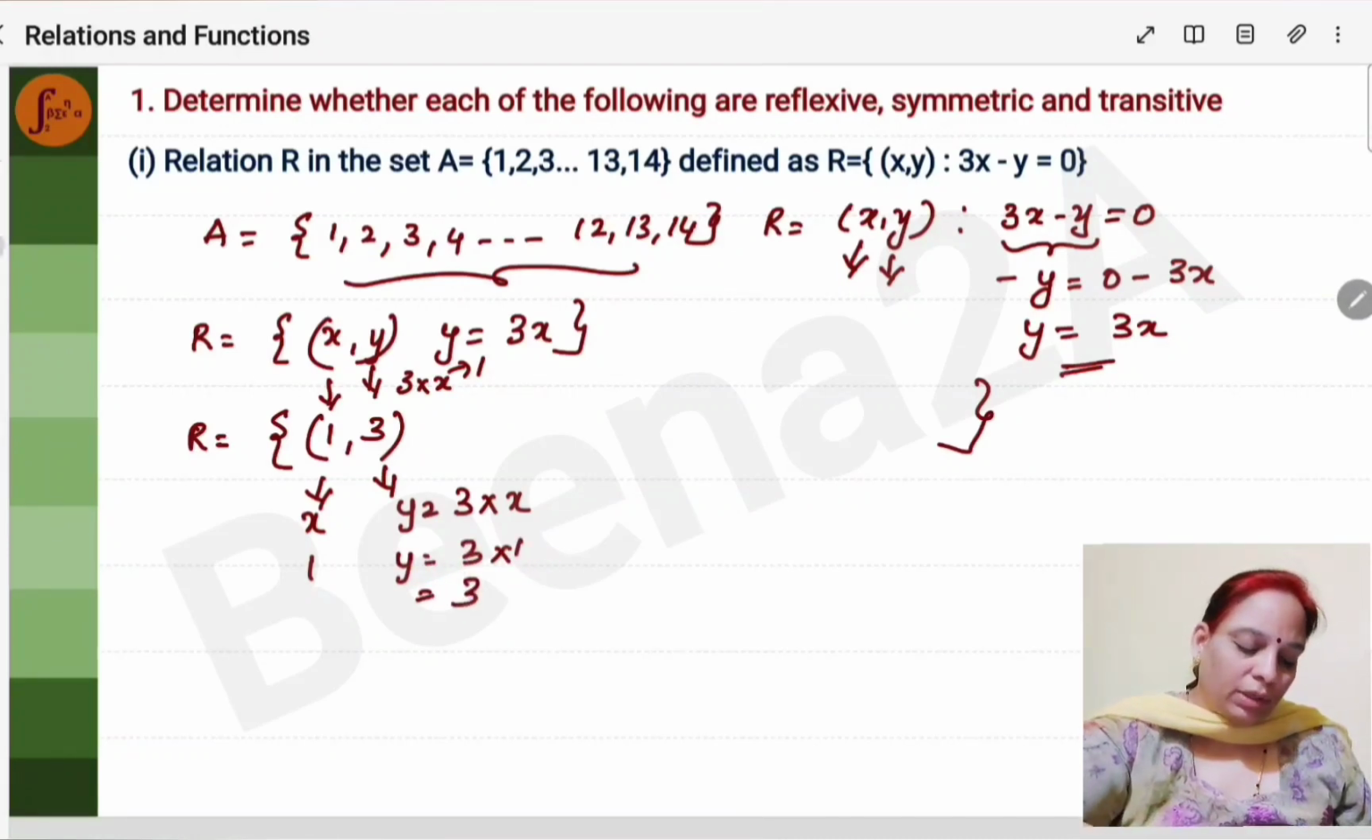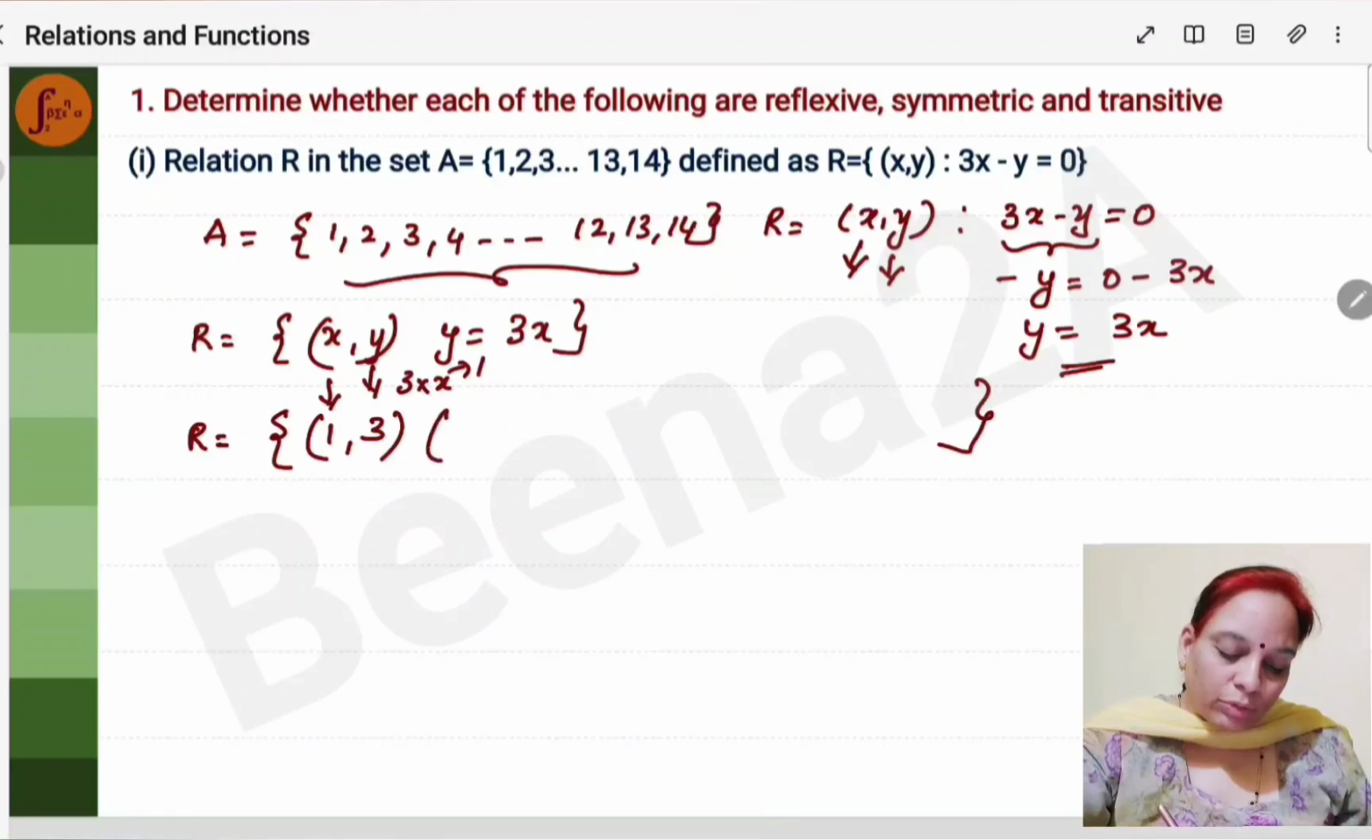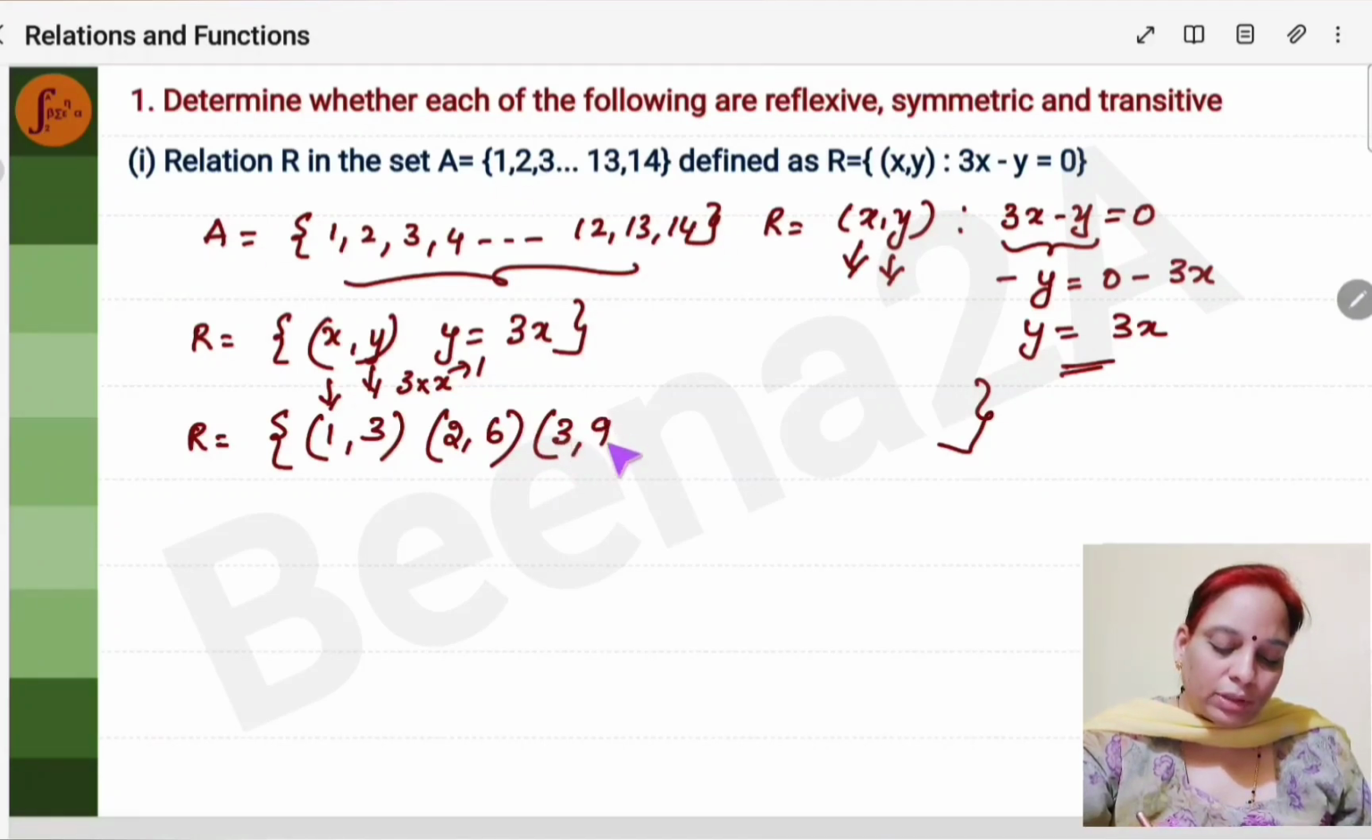So 1 comma 3. Now next one, I'll take x as 2. If x is 2, then y is 3 times of x, that is 6. Next I'll take x as 3. So y will be 3 times of 3, which is 9. Similarly 4, 3 times of 4 is 12. Now I'll take the fifth element 5. 3 times of 5 is 15.